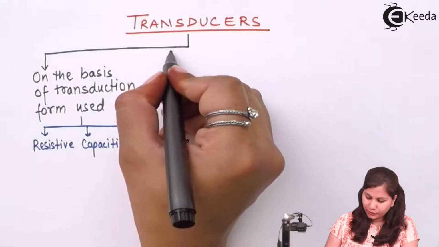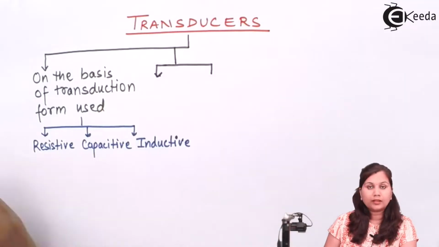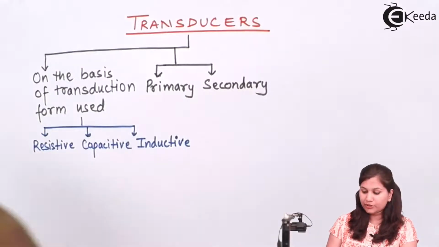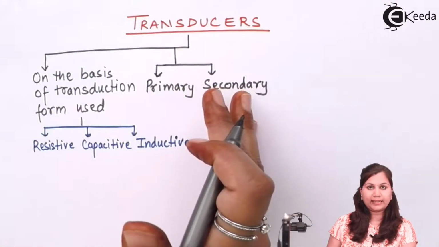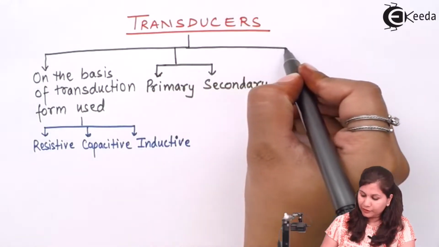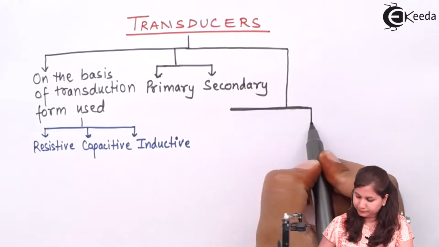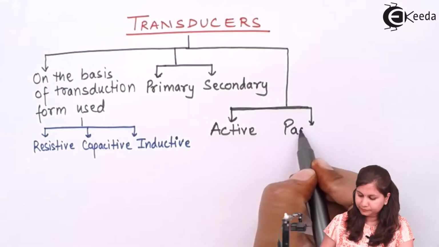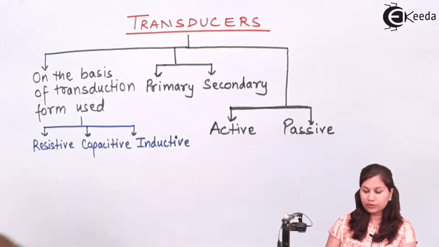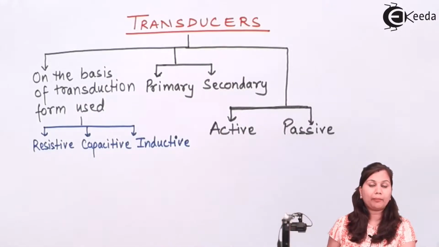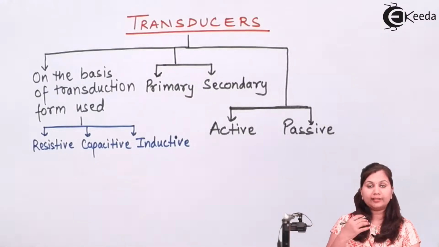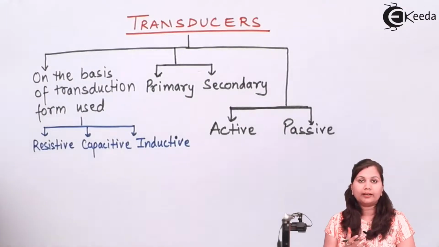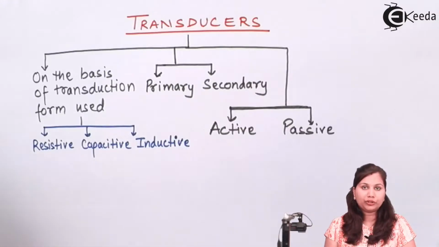Second classification of transducers: transducers can also be classified as primary and secondary transducers. Third classification: active and passive transducers. They are classified as active and passive depending upon the source of energy, whether it is generated by the transducer itself or given by some auxiliary source, that is, in what way the energy is supplied to the transducer.